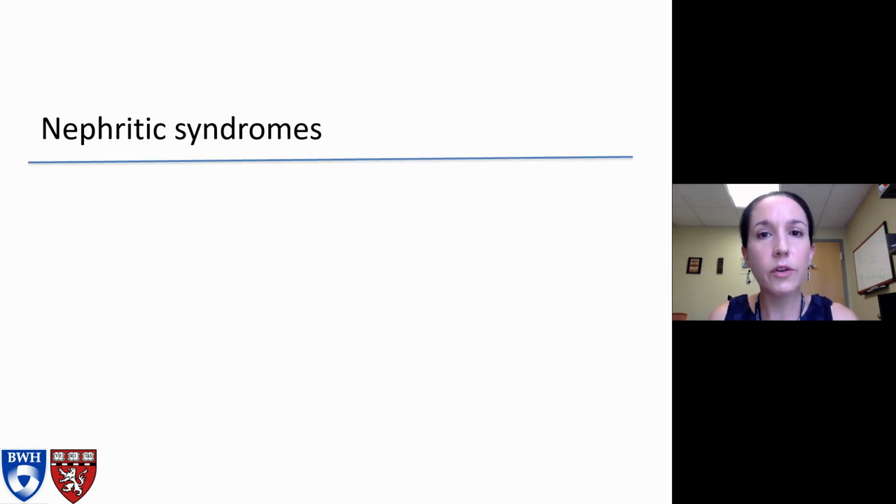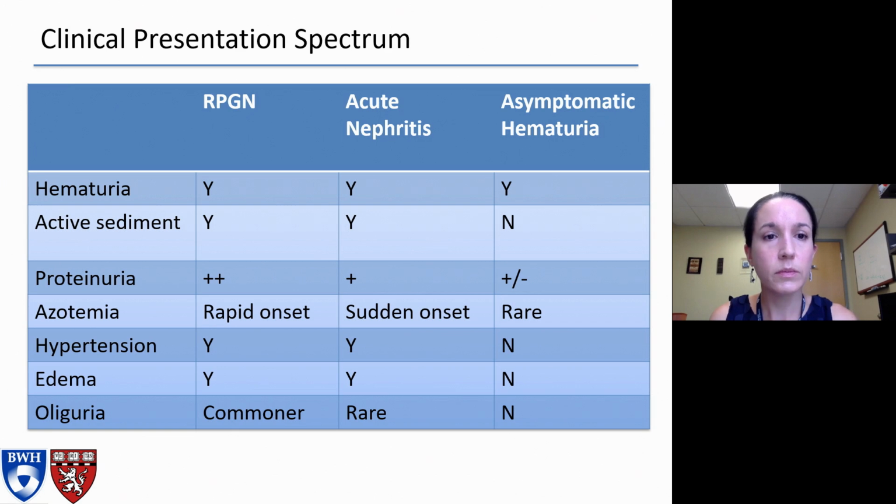Okay, so moving on to the nephritic syndromes. So again, these can present with a spectrum across the clinical presentation from rapidly progressive glomerulonephritis, or RPGN. This is really a clinical term which refers to obviously sudden onset renal failure, but we typically see crescents on the renal biopsy. Patients can also present with acute nephritis or asymptomatic hematuria.